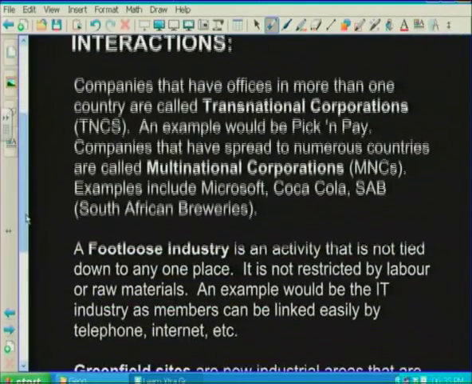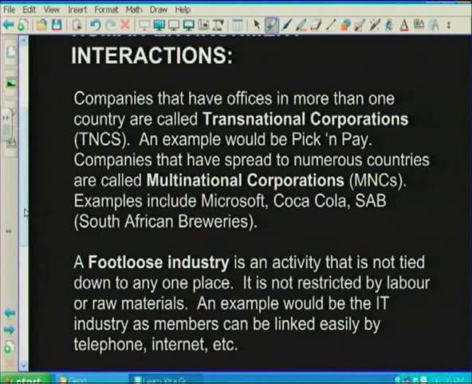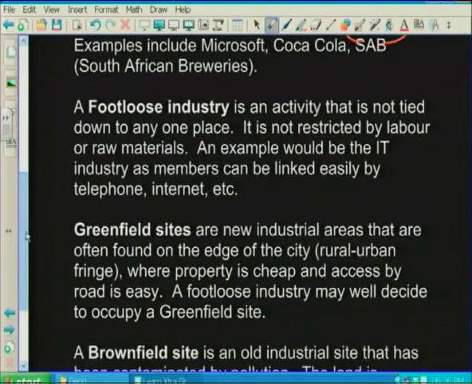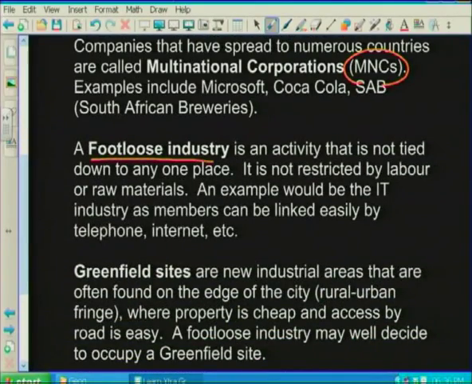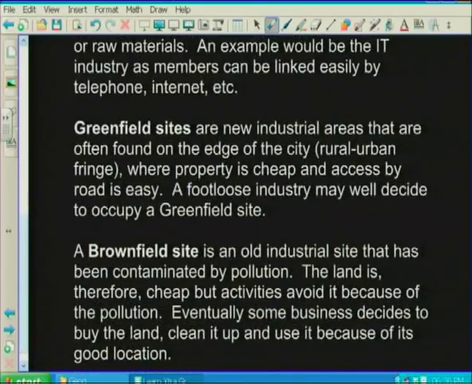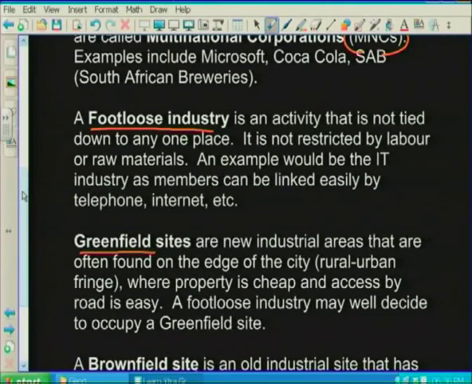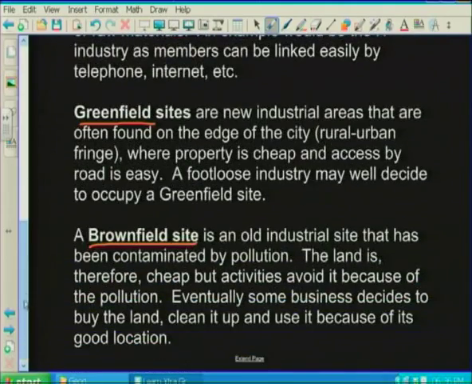Right, there's some more notes here about the companies, transnational corporations, multinational companies, or MNCs as they are abbreviated in some notes. And then a lot of definitions that you need to be familiar with, like footloose industries. What do we mean by greenfield sites? What is a brownfield site, for example? If you look at these definitions here, if you study your definitions properly, you'll be able to answer some of the questions that are posed to you in the exam scenario.